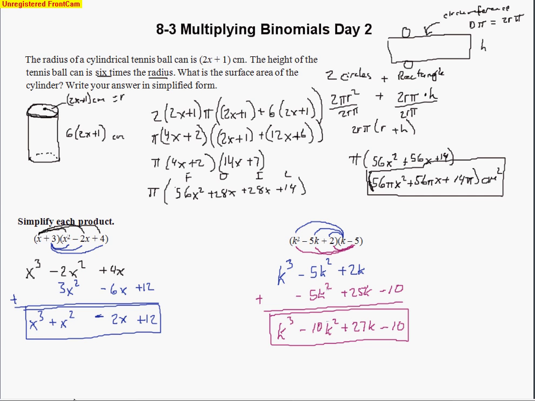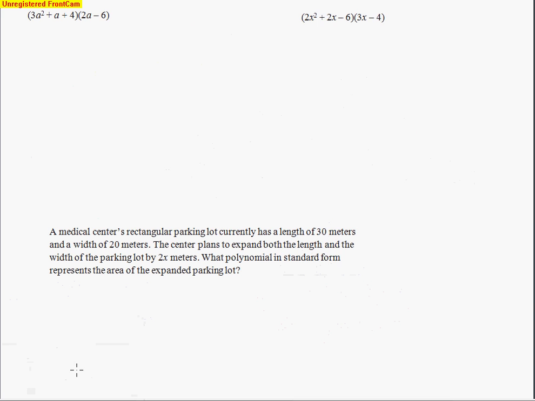So let's take a look at a couple other problems. We'll try here, and here are a few. So same sort of thing on this one.